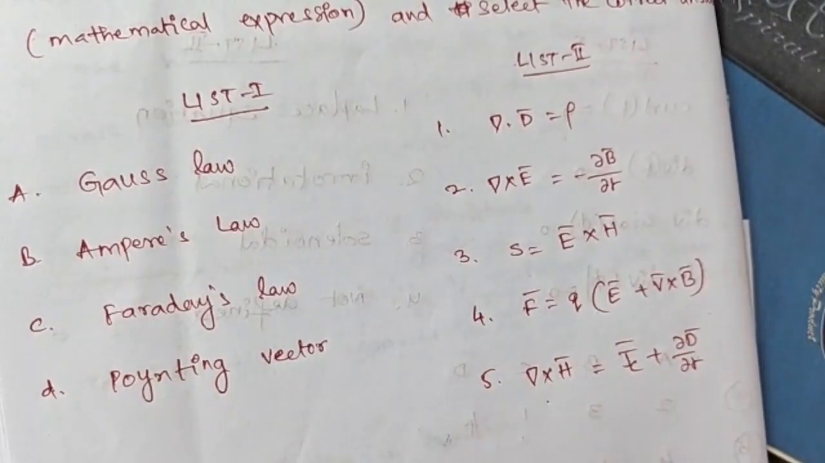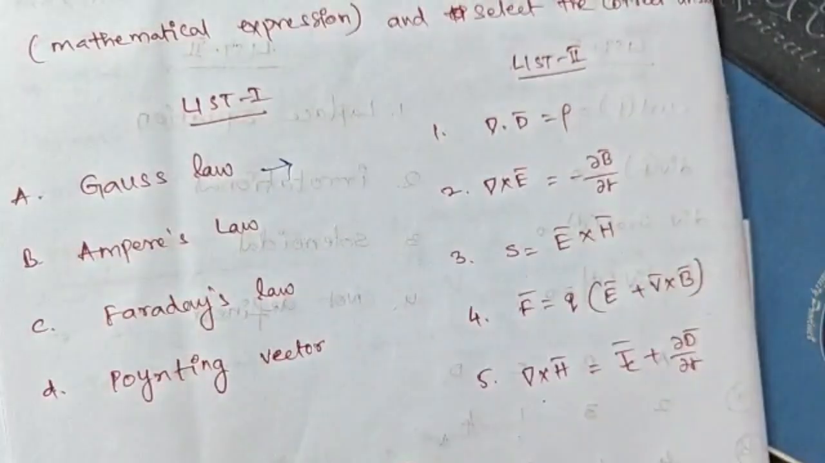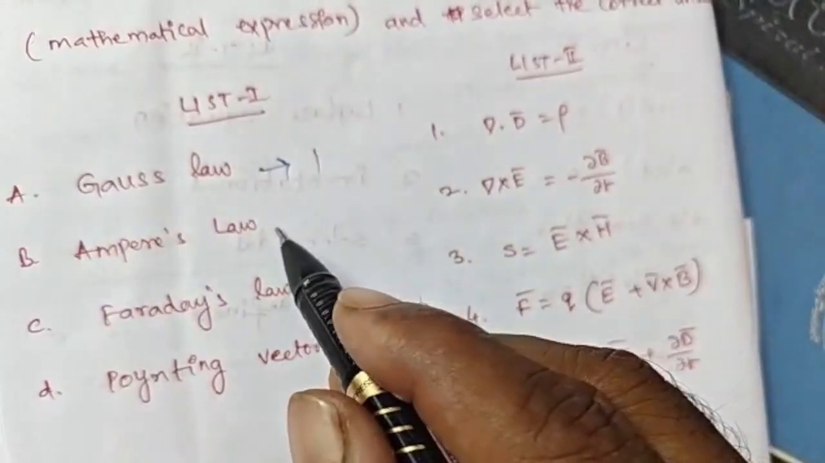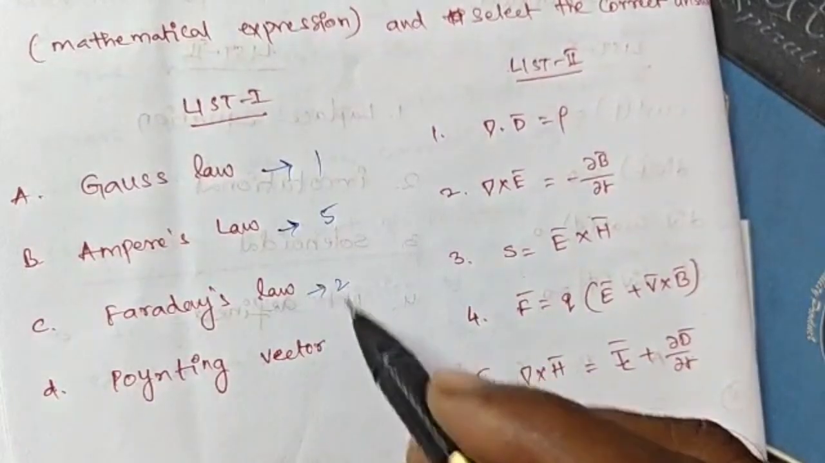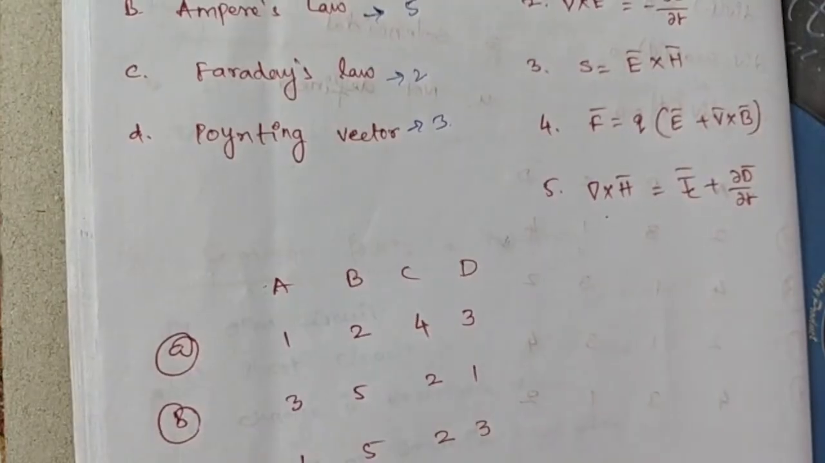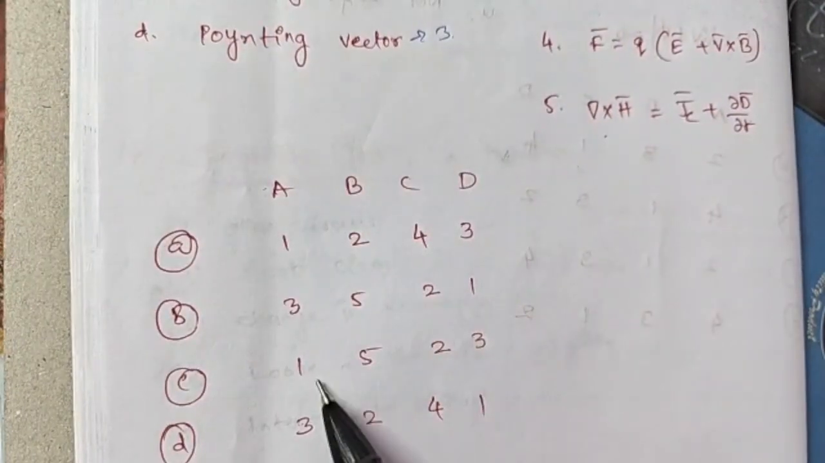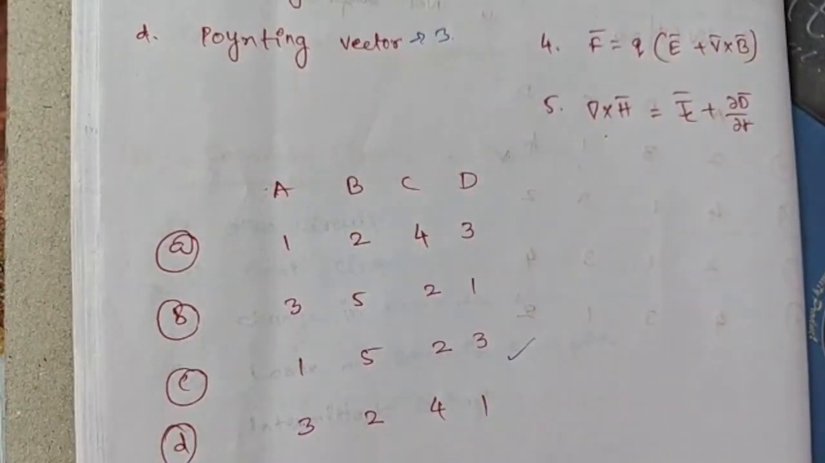See, Gauss law is 1, Ampere's law is 5, Faraday's law is 2, Poynting vector is 3. So 1, 5, 2, 3. Where is it in the options? You can see 1523 is option 3. So option 3 will be the correct answer.